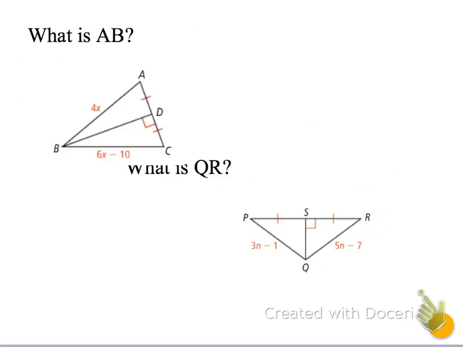Okay, what is AB? So it looks like I have a vertex. I have a perpendicular line, and it's telling me that these two sides are congruent. If those two sides are congruent and I have a perpendicular bisector, we just learned that these outer sides should also be congruent to each other. If they're congruent, that means they're the same, which means we can set them equal to each other. And then we can solve it.